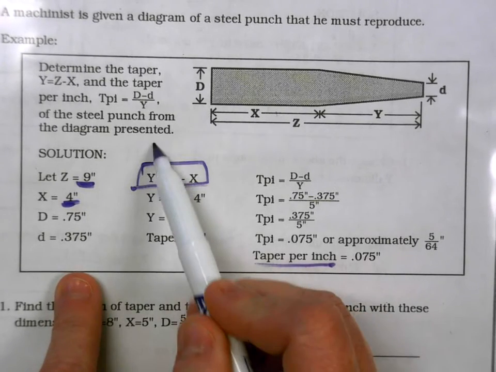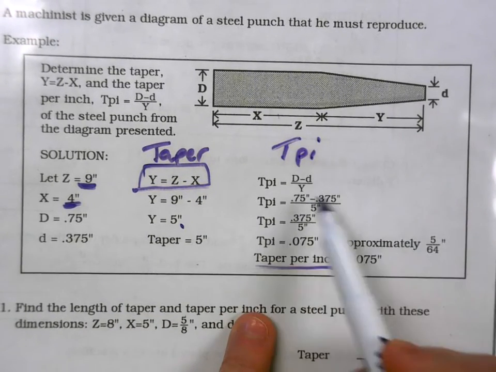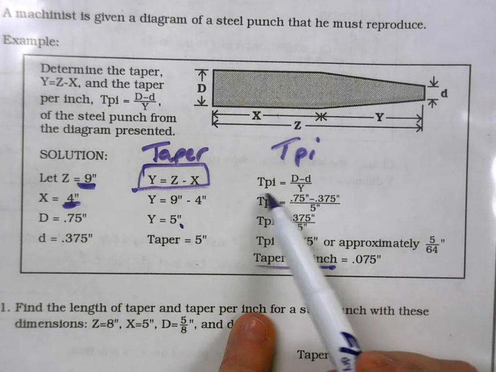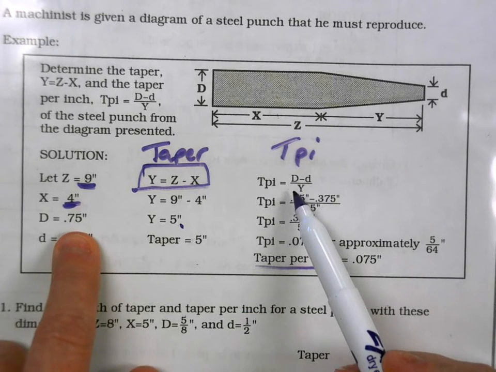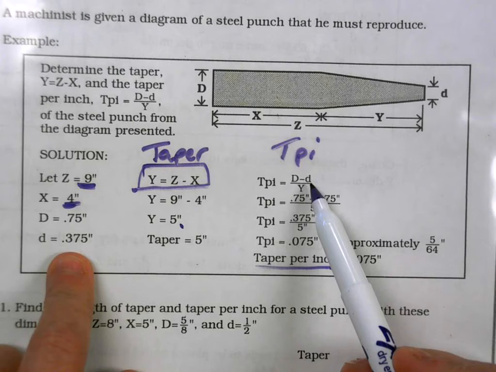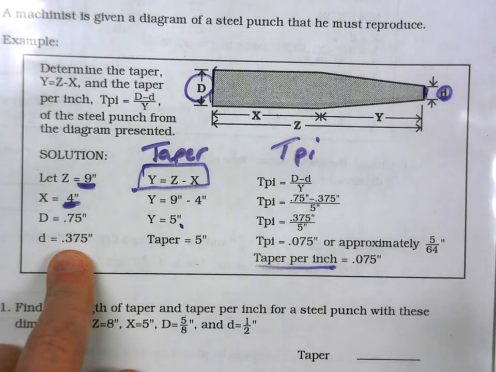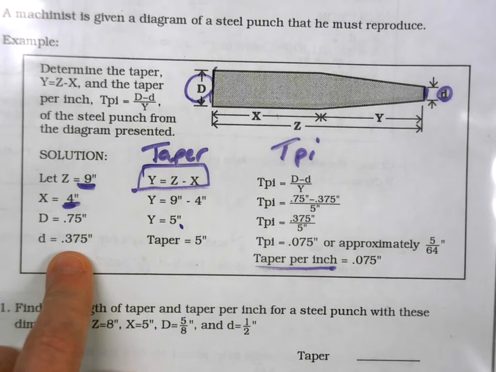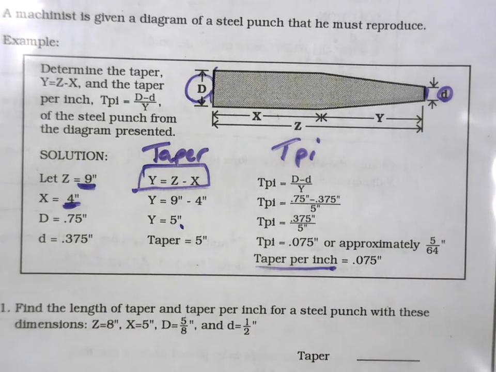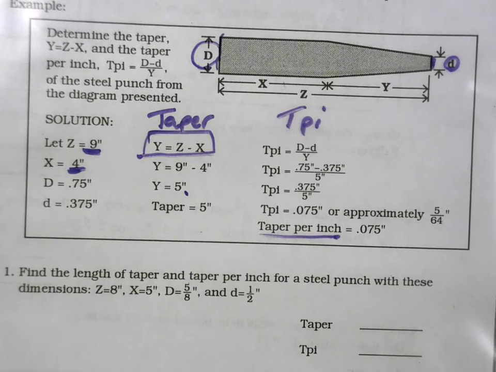So that's your taper. This is solving for the taper. Then to solve for the TPI, you're going to use this equation. TPI is your big D, which it gives you here, minus your little d. Big D is your big side, little d is your little side, your end result after it gets tapered. You're going to divide it by whatever your taper is, whatever you solved for over here for your y, to get your TPI. All of these measures are given to you.